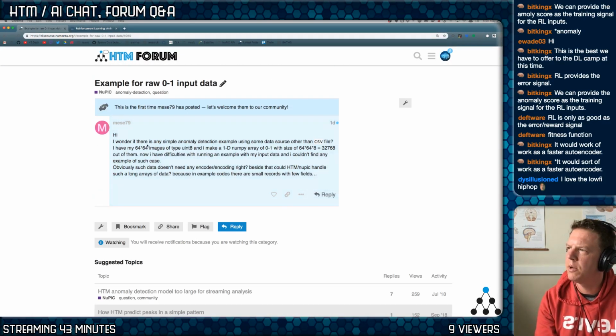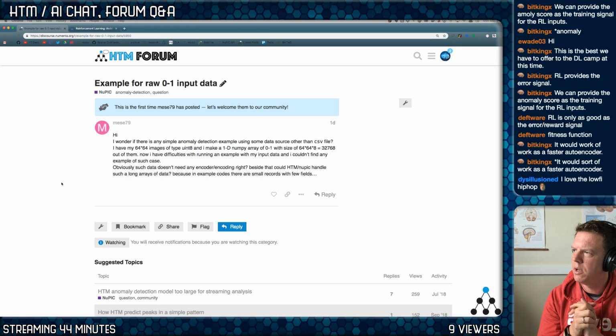Example for raw 0-1 input data. Okay, just a new post, new forum member. I wonder if there is any simple anomaly detection example with some data source other than CSV files. So you've got images, and I make a 1D numpy array. Difficulties with running example of input data. I couldn't find an example of such. Obviously, such data doesn't need any encoder or decoder. Besides that, could HTM NuPIC handle such a long array of data?